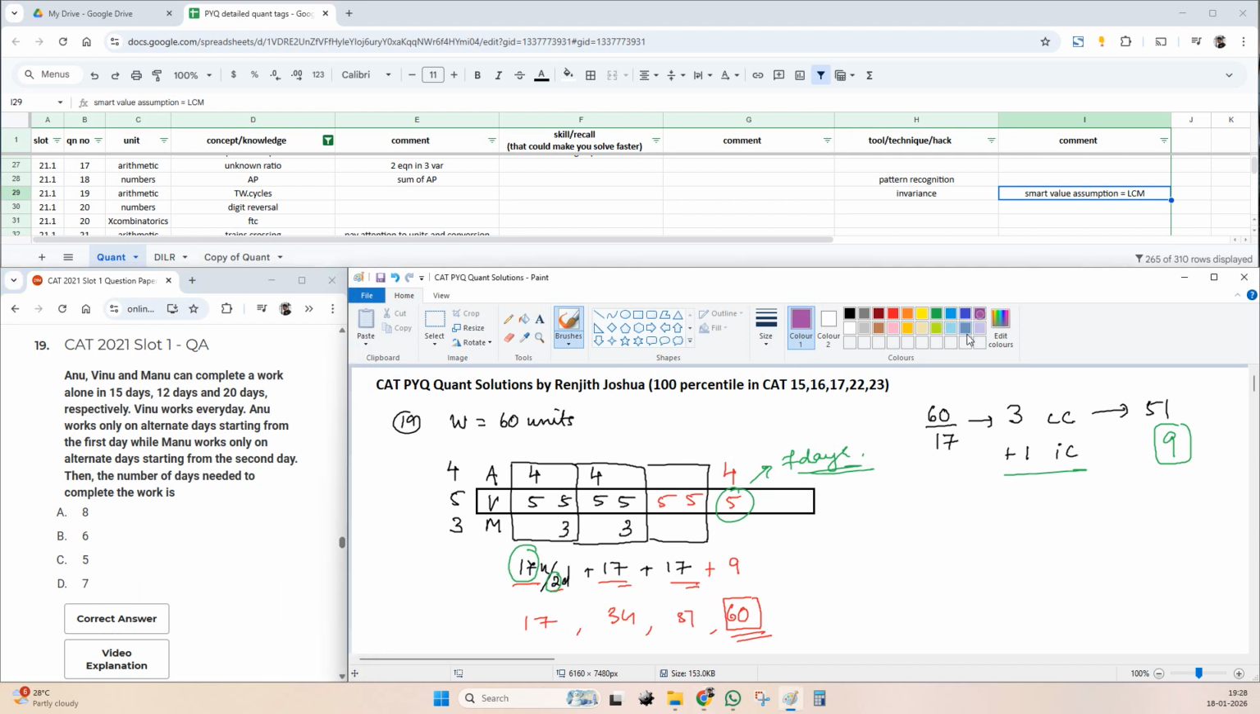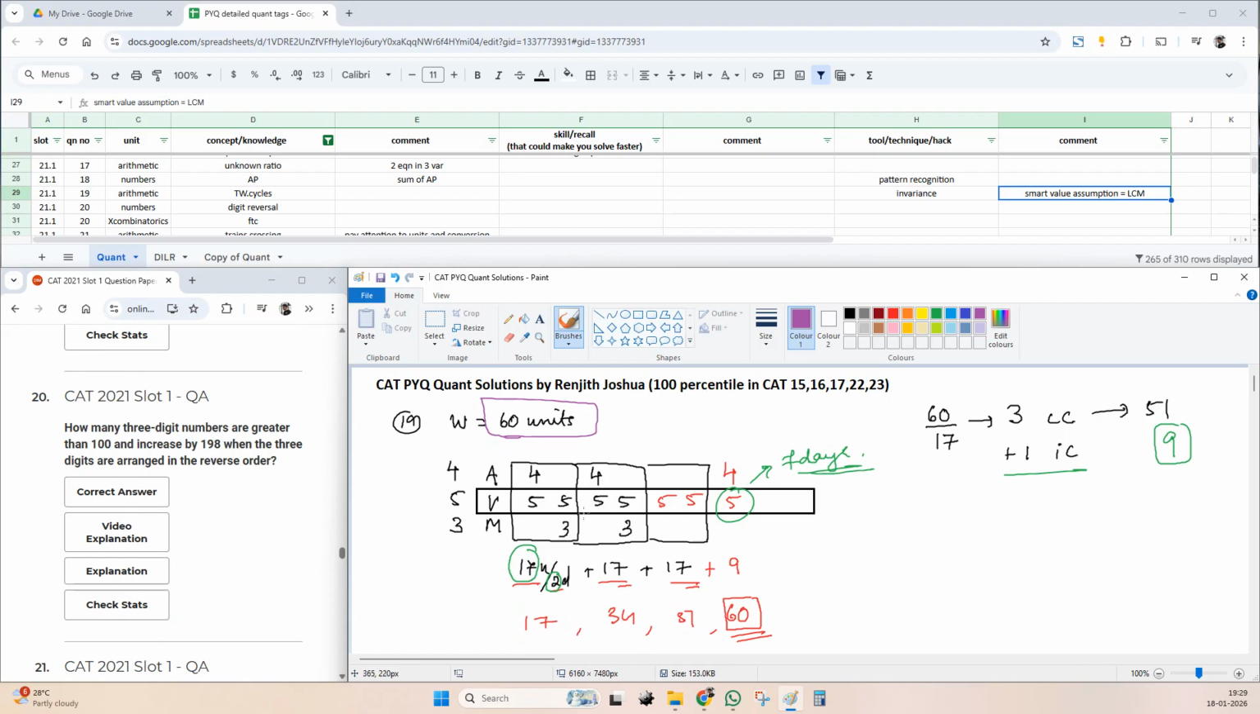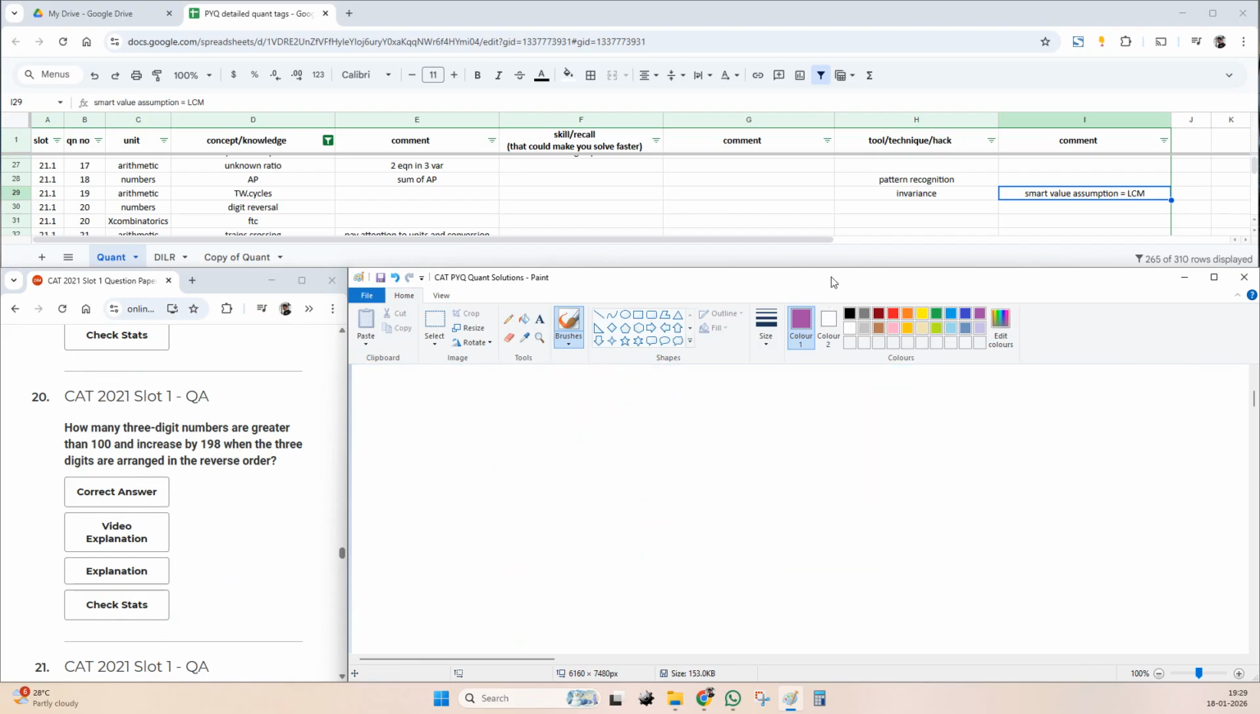The only suggestion, if you're not already doing it, is to, similar to the case with most other question types in time and work, start taking work as LCM of the given times, leading to easier calculations. So that's question 19. Let's look at question 20.